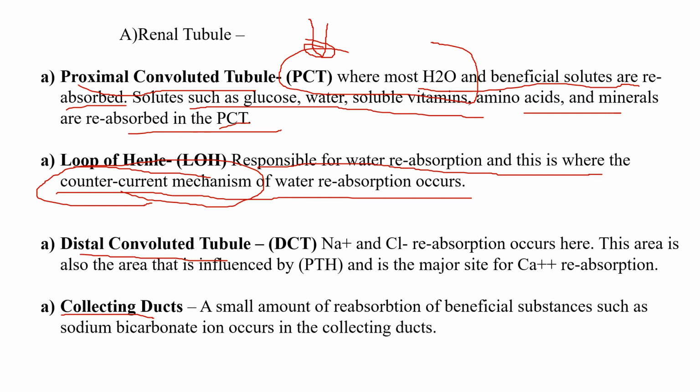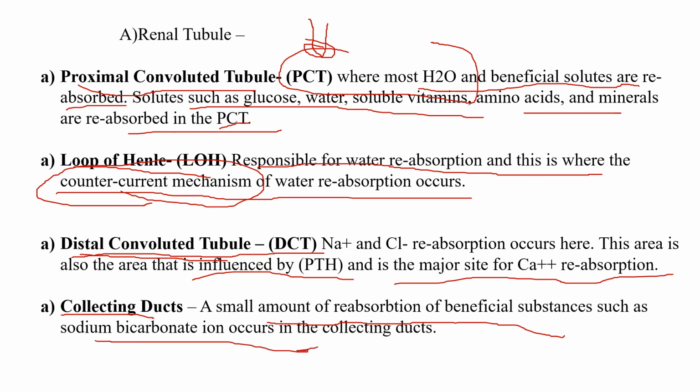And then there's a distal convoluted tubule, and that's where the sodium and chloride reabsorption occurs. This is also the area that's influenced by parathormone, and it's the major site for calcium reabsorption. Okay, so now on a test, you need to know the differences between these, right? And then the collecting ducts are a small amount of reabsorption of beneficial substances, such as sodium bicarbonate ion.